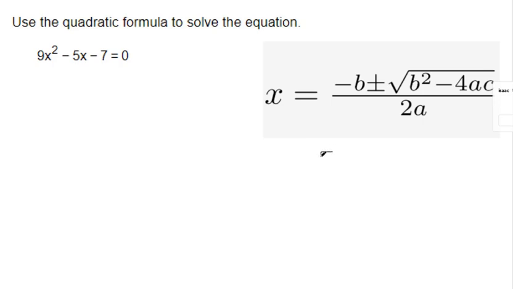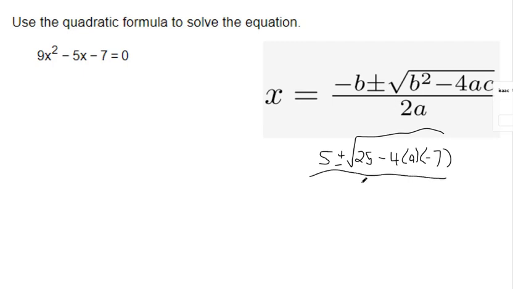-5 in the quadratic formula. So I'm going to put +5. And plus minus, that's the square root of -5 squared. So I'm going to just write 25 because -5 times itself makes +25. And then this is minus 4 times a, which is 9, times c, which is -7. So it's all over 2a.